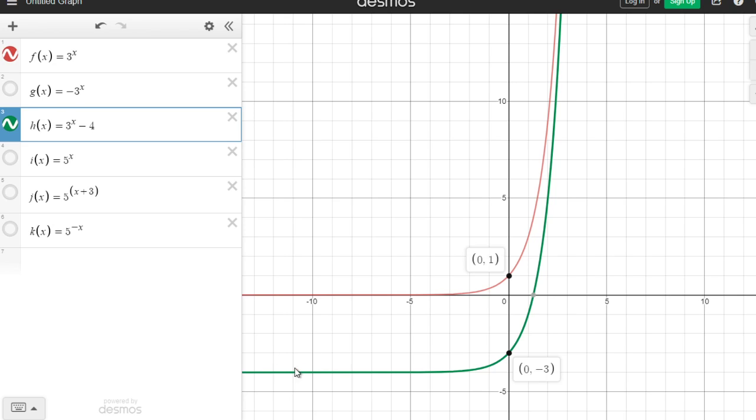Now the key thing to notice here is it shifted our asymptote down, right? So our asymptote is no longer at y equals 0, and it also gave us an x-intercept. So just be aware that's a thing.